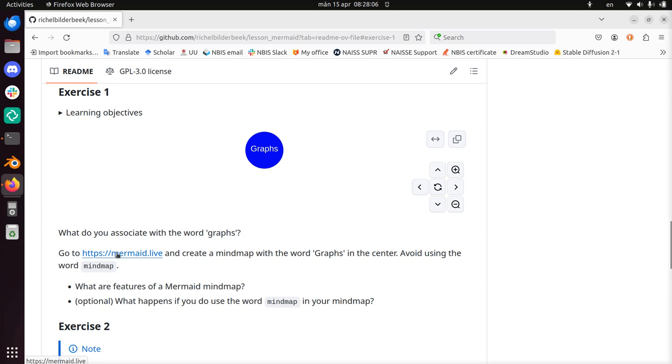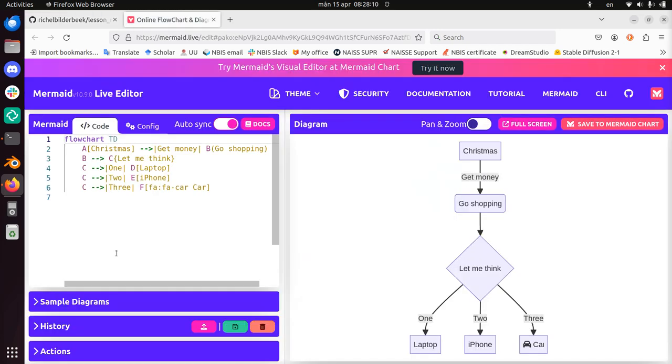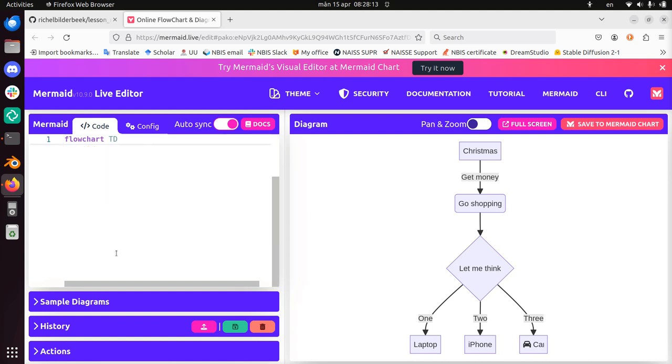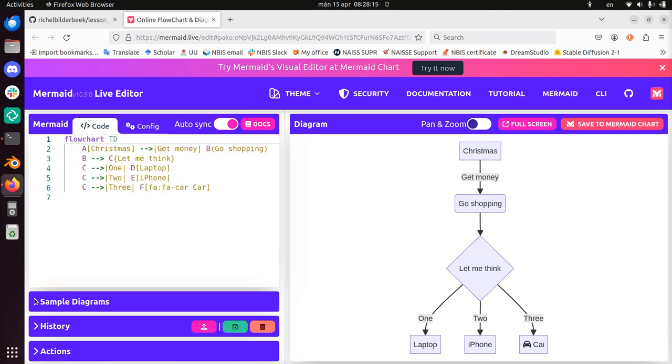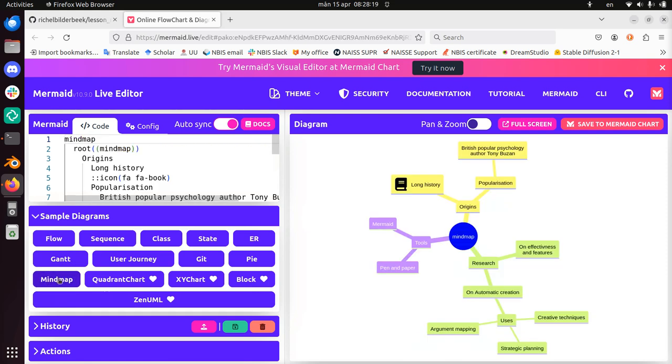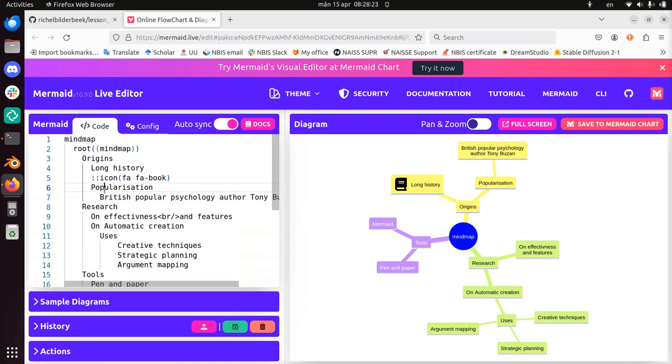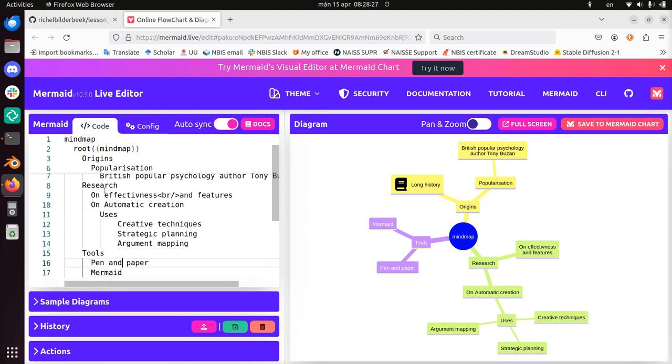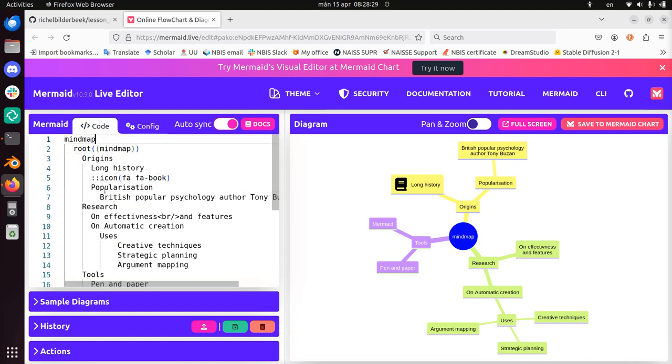So let's do that. Let's go to this URL, and we need to create a mind map. Where do I get them? They're under sample diagrams. Click mind map, and now we have a mind map. So what do I need to do? The indentation seems important. I guess root is what is at the center. Graphs, yeah, that works perfectly well.